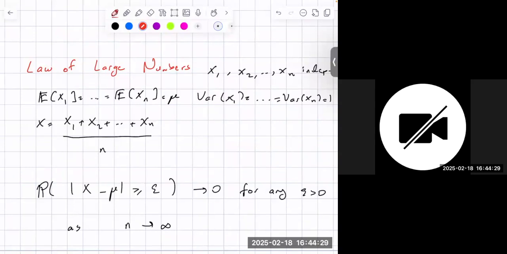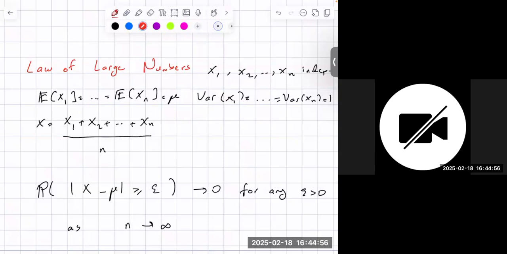Then what happens is that as n grows, the probability of this guy moving a tiny bit away from the expectation goes to 0. So if you look in terms of the tool I just showed you, going t away is less than or equal to variance divided by t squared. How does this look? This is saying it's literally going to 0.